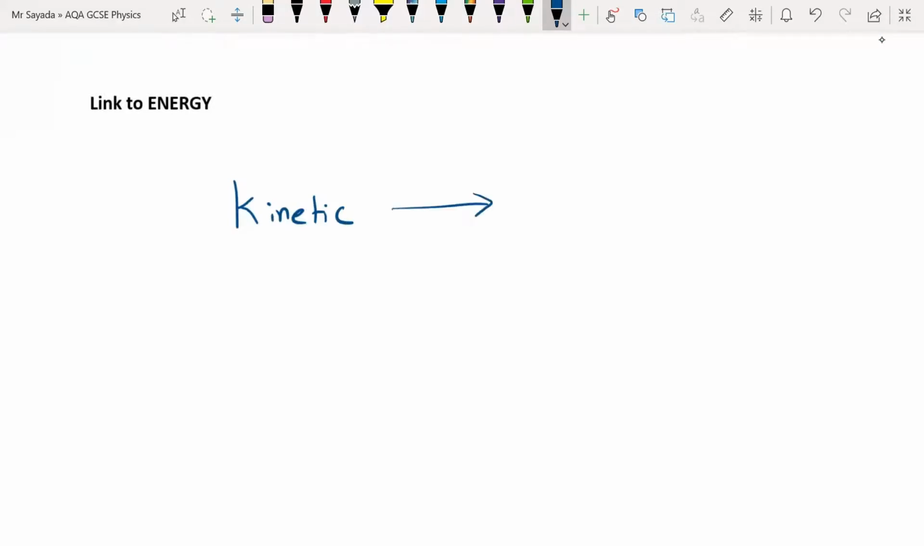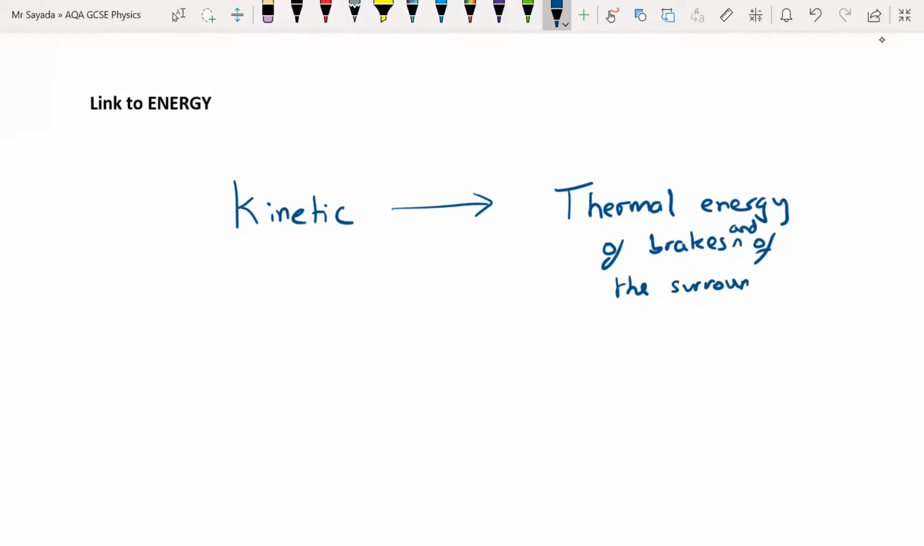Where does all that kinetic energy go as the car slows down and eventually stops? What store of energy does all that kinetic energy go to? Say your answer to the video now. So all of that kinetic energy actually transfers to the thermal energy of the brakes and of the surrounding air. So that's what happens when a car slows down. The kinetic energy, which is the energy related to the car's motion, transfers to the thermal energy of the brakes and of the surrounding air.